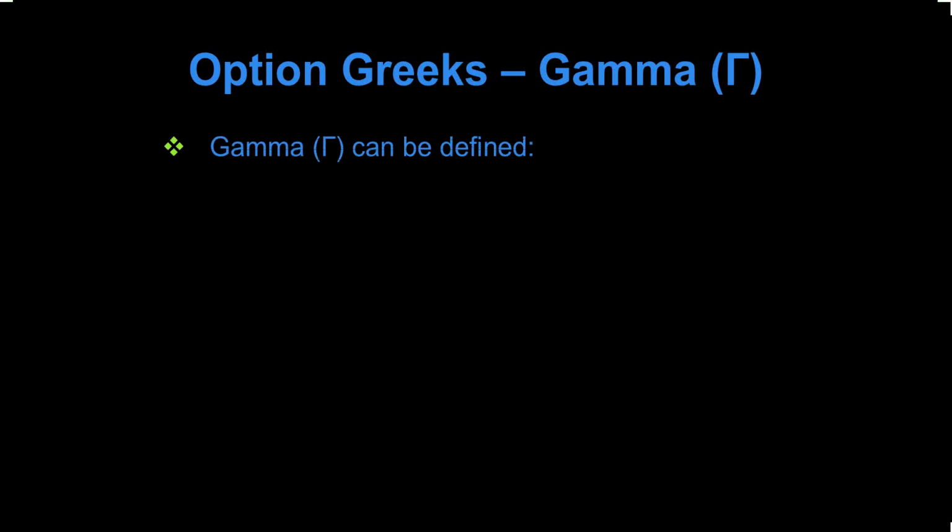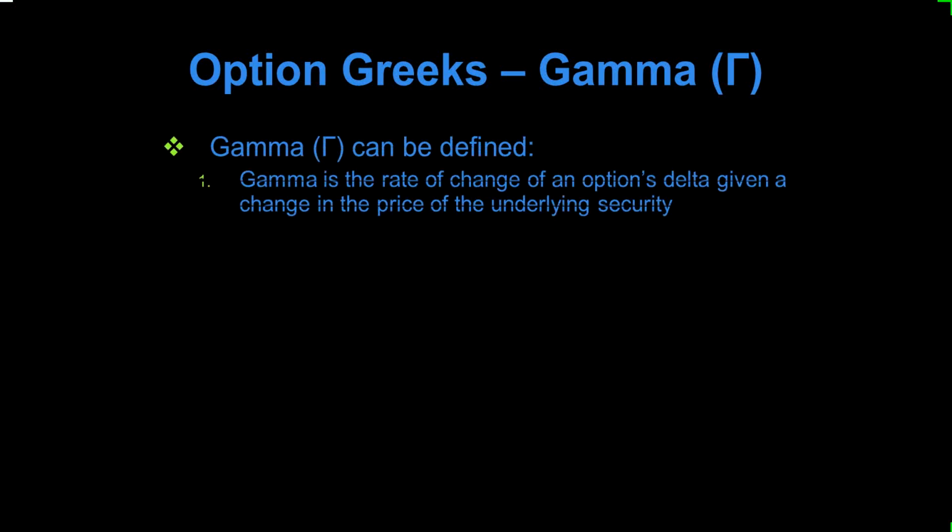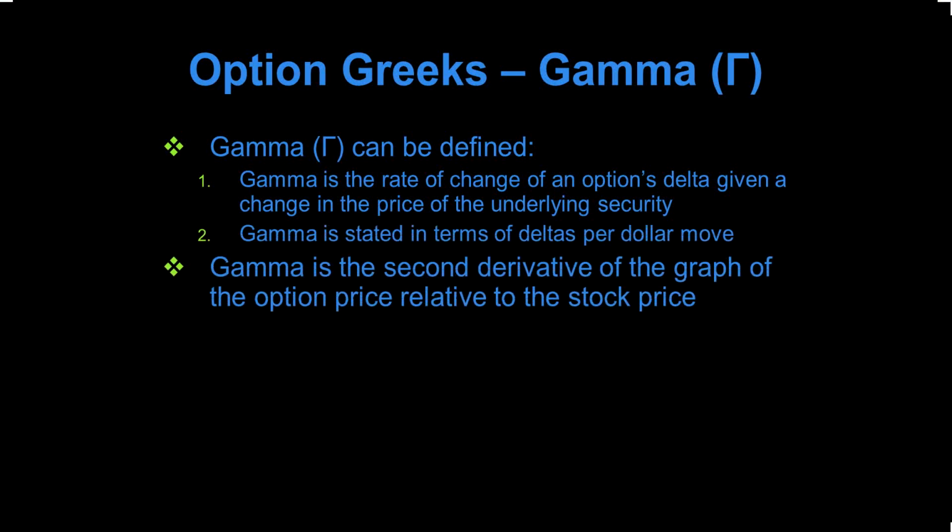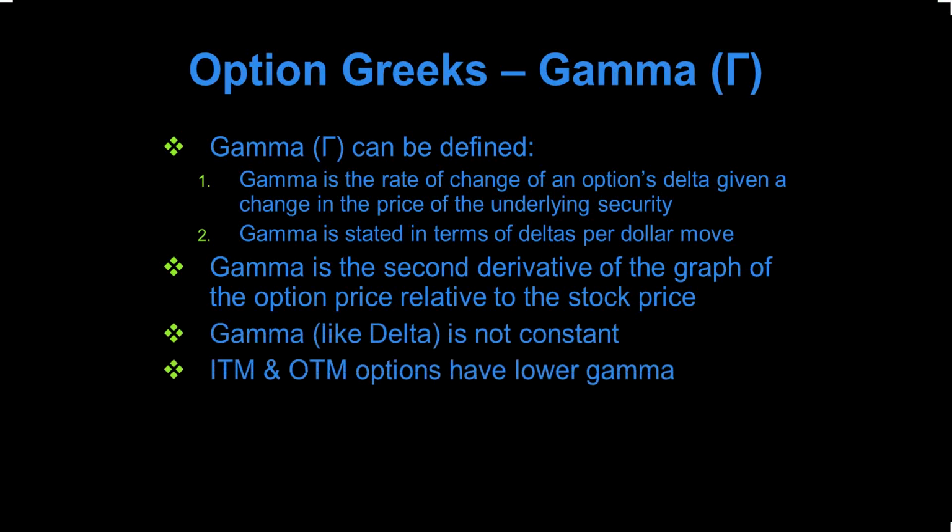Now, gamma, most beginning traders really don't focus on gamma. And it's basically the rate of acceleration of the speed of delta. It's the rate of change of delta given a change in the price of an underlying. And it's generally stated in terms of deltas per dollar move. And it's the second derivative of the graph. So just like delta, gamma is not constant. In the money and out of the money options have lower gamma. At the money has a higher gamma.